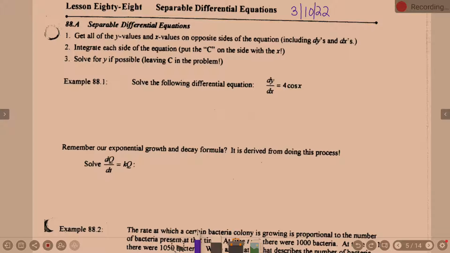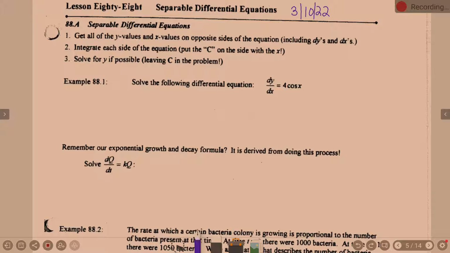Step 1, get all of the y values and x values on opposite sides of the equation. So we're separating, right? We're putting y's on one side, x's on the other side, including dy's and dx's. So we'll separate our dy, dx.